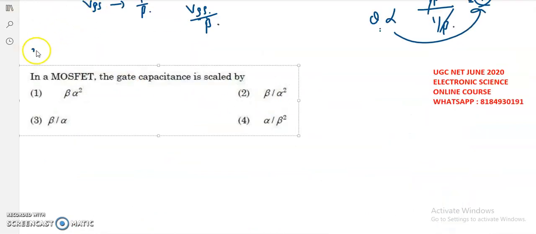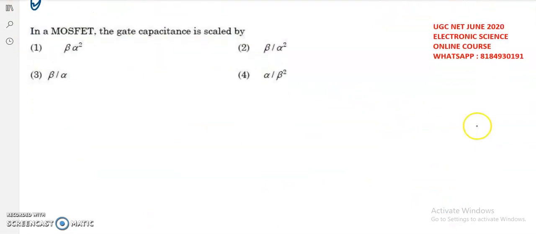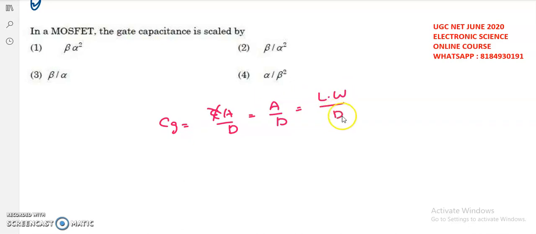And now the next question: in a MOSFET, the gate capacitance is scaled by. Generally the gate capacitance CG can be taken as epsilon A divided by D. Epsilon is a constant, so we are not going to scale it, just leave that one. So focus only on the two parameters other than the constants, that is A by D. The cross-sectional area is the length of the channel into the width of the channel, divided by the thickness of the silicon dioxide.